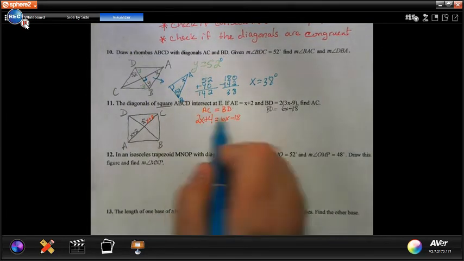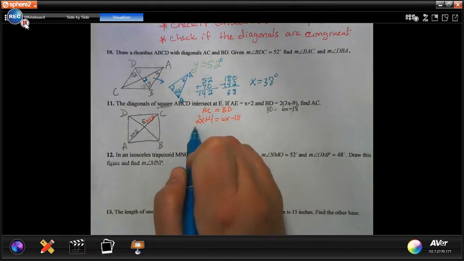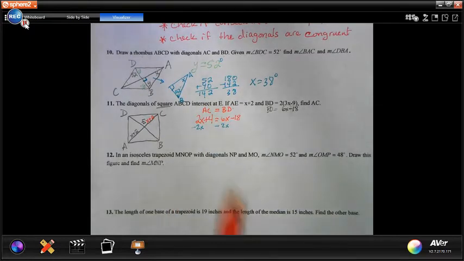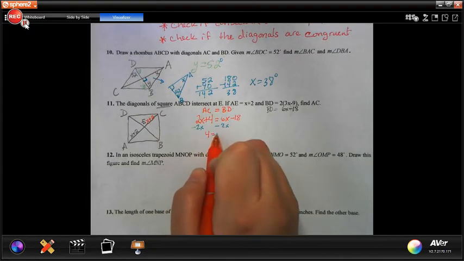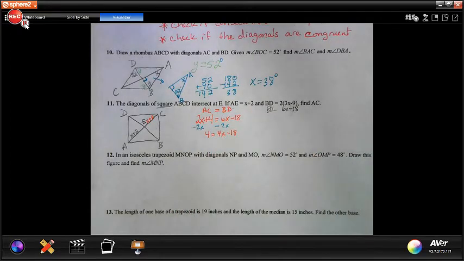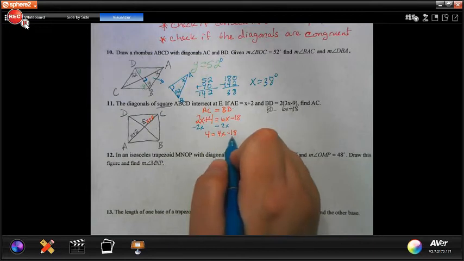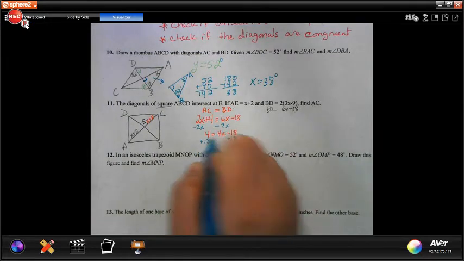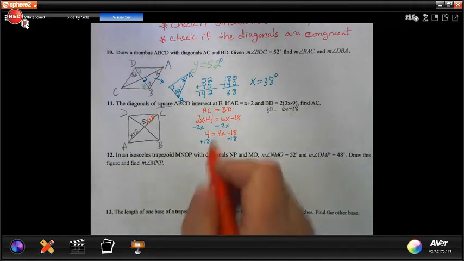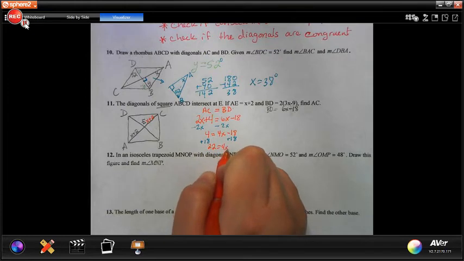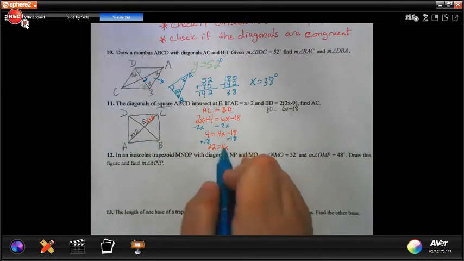Okay, so now we need all our x's on the same side. We need all our whole numbers on the same side. And then we need x to be alone.